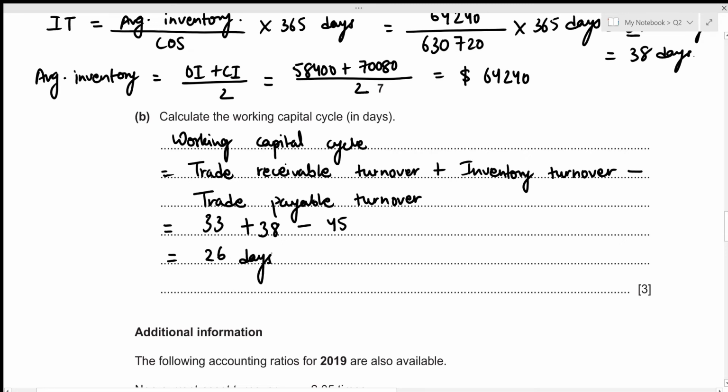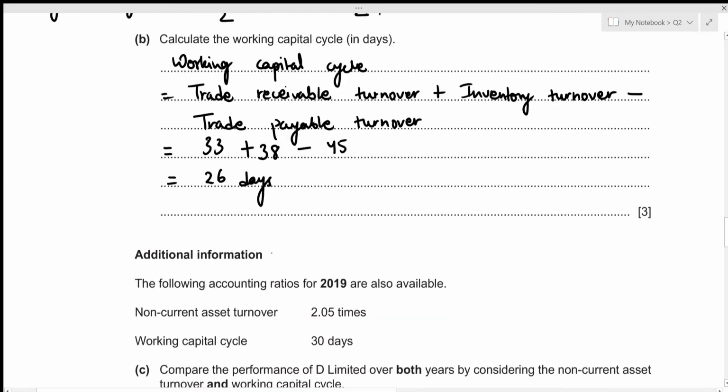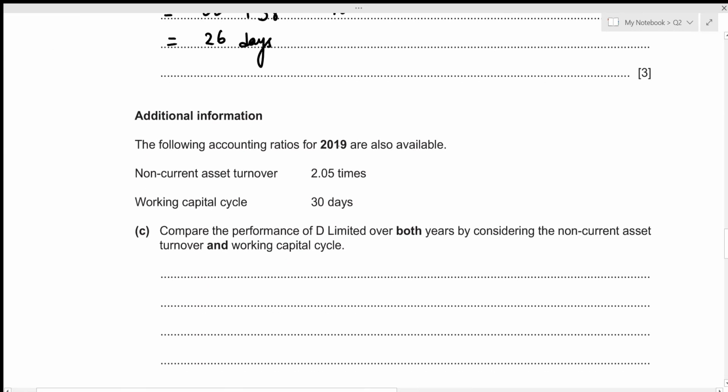This concludes the second part of this question. Now we can move to the third one. We are given additional information. So the following accounting ratios for 2019 are also available. So whatever accounting ratios that we just figured out and were given in the question related to the year 2020. We have the non-current asset turnover of 2.05 times, and we have the working capital cycle of 30 days.